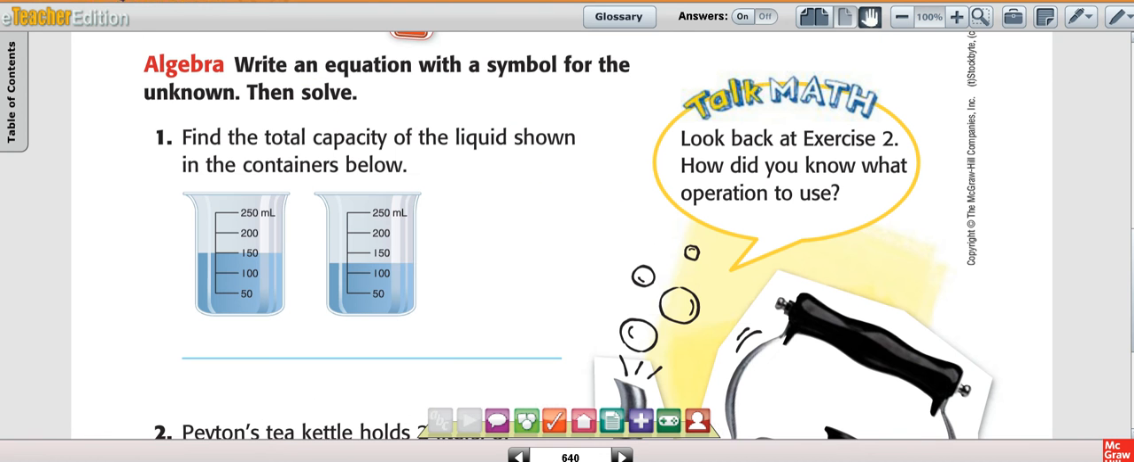Look at the guided practice. It says write an equation with a symbol for the unknown. Okay. Then solve. Says find the total capacity of the liquid shown in the container. Total. So what operation do I have to use? If I want the total for both of them.